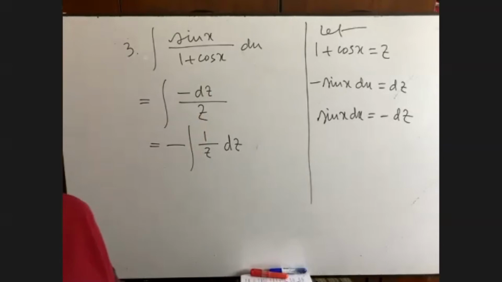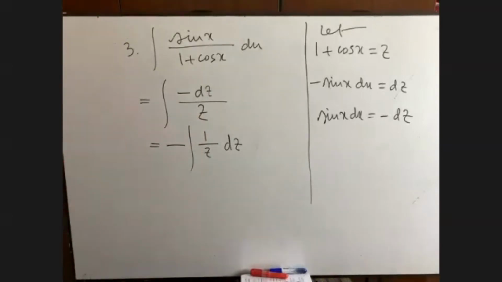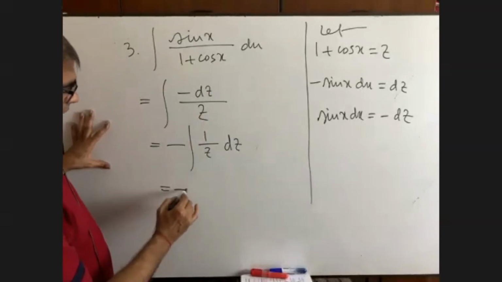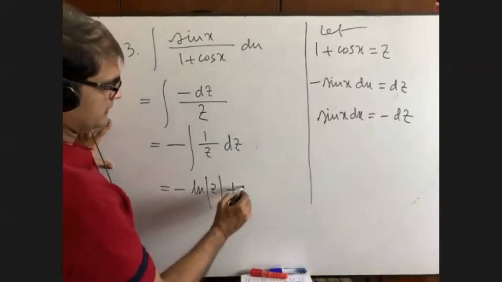Can you see the board properly? Yes sir, I can see. Okay. Now let me know what is the formula. Minus ln z plus c. Is it?